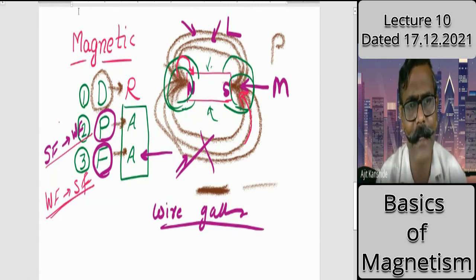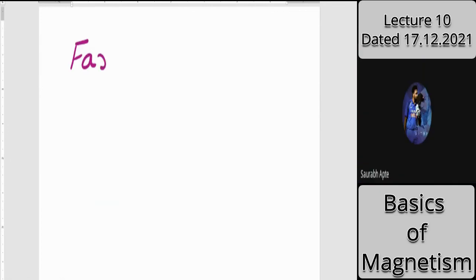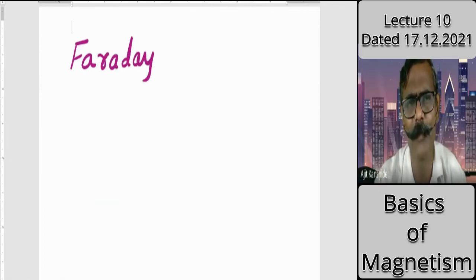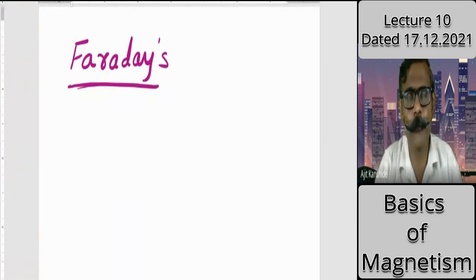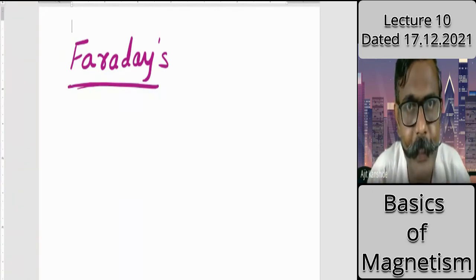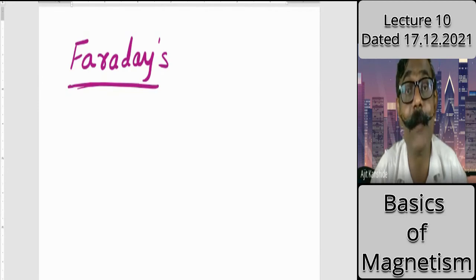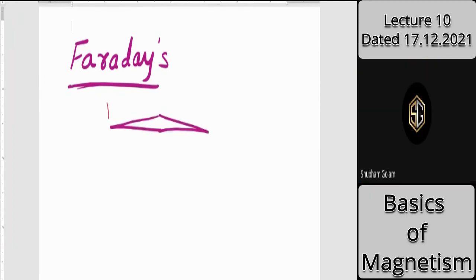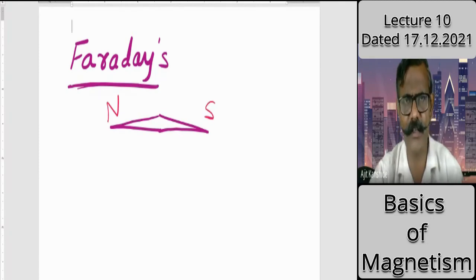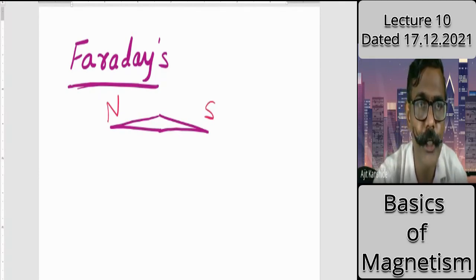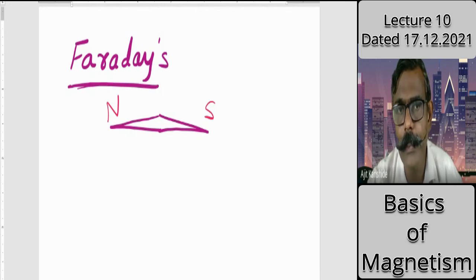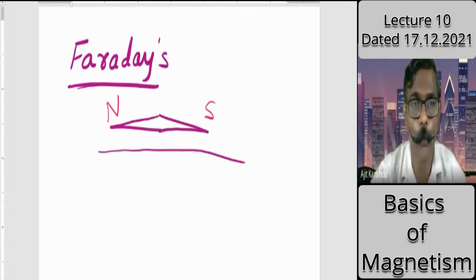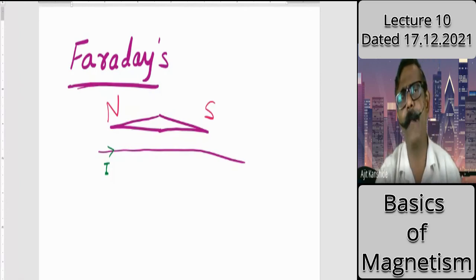Have you heard of Faraday's experiment? Faraday's law? Yes, sir. Even if you don't state the law, the experiment is fine. Okay, maybe difficult for you. What did Faraday do? Do you know magnetic needles? How does a magnetic needle remain, in which direction? North and south. It's a natural tendency. Faraday considered one electric wire near the magnetic needle. When current I was not passing, the needle was north-south.